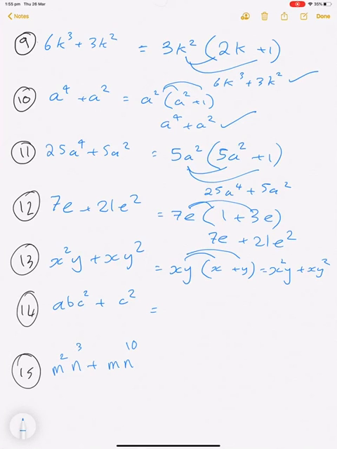Okay, so the highest common factor here is going to be c squared. ab plus 1. Here we're going to get abc squared plus c squared.